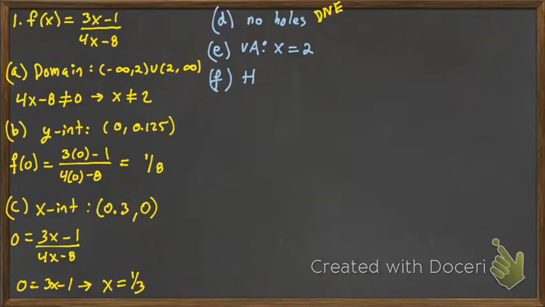The degree of the top is 1. The degree of the bottom is 1. So it's going to be a quotient of the leading coefficients, and the leading coefficients are 3 and 4.